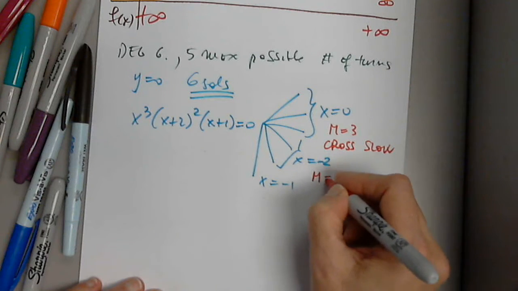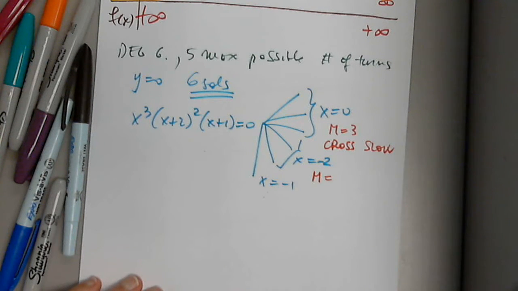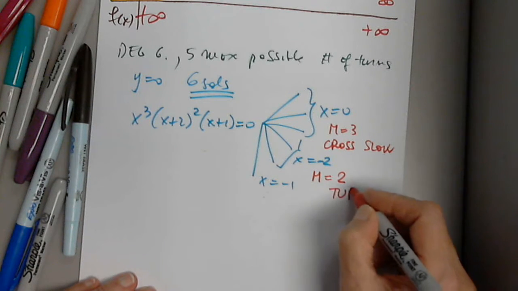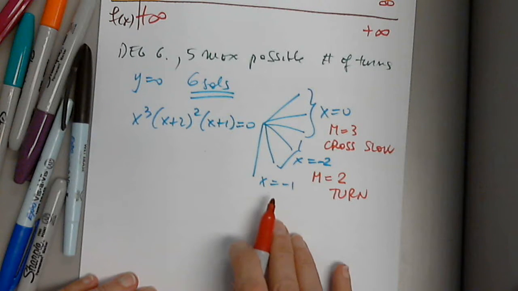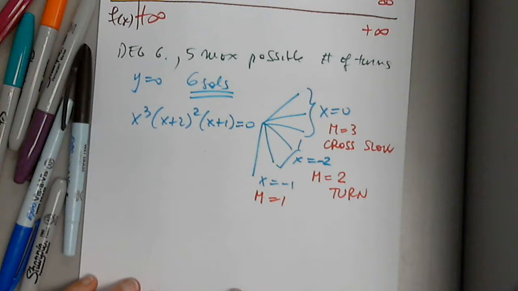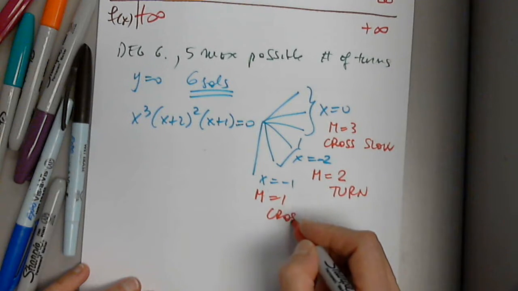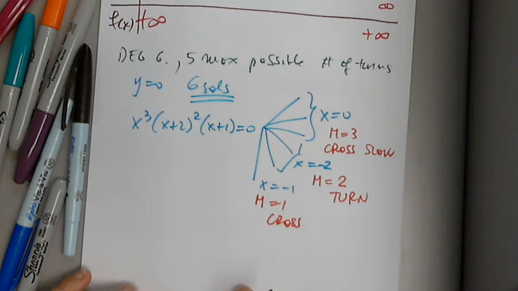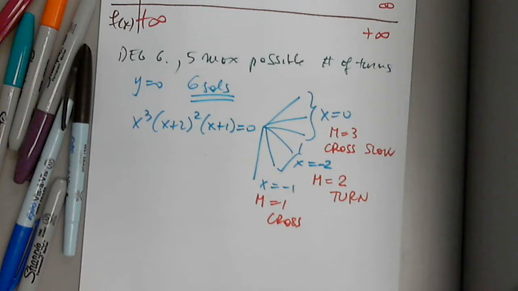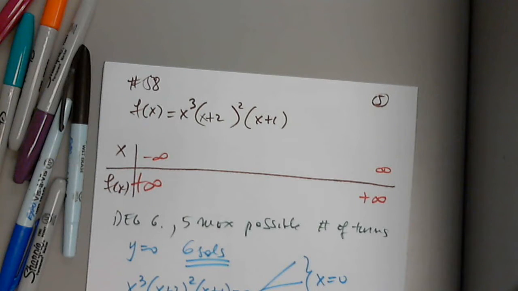X equals -2. What is the multiplicity of -2? 2. What does the function do there? Turns. Fast or slow? Yes, it's the first type. Good. X equals -1. What is the multiplicity of x equals -1? 1. What does the function do there? Very good. Now we have to add up the multiplicities, and what do I have to get? 6. Exactly, the degree, of course. 3 plus 2 plus 1, do I have 6? Yeah. Perfect. So let's put them in the table now.